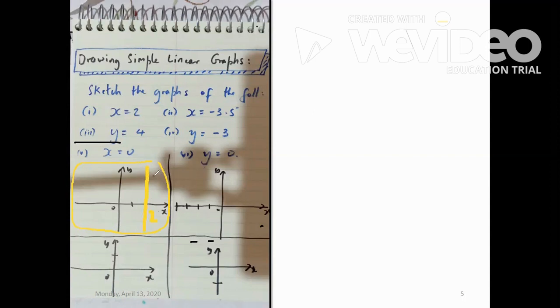And always label your graph. So that's x equal 2. So the same way you draw x equal 2, same way you draw x equal negative 3.5. It's only that it's going to be on this part here of the graph. So let us say this is negative 3.5. It's just a vertical line passing through negative 3.5. And that's our graph.